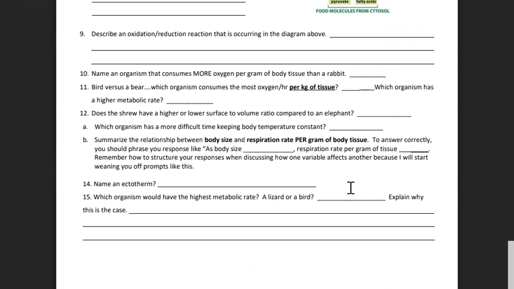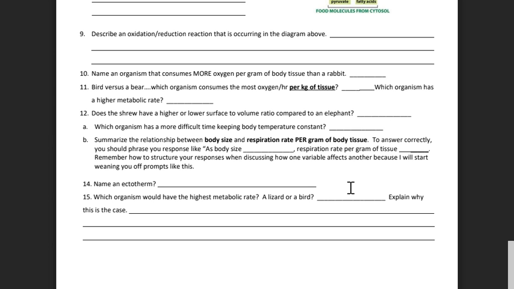So expect questions like this, and it seems a little counterintuitive. If I asked you which organism, the shrew or the elephant, needs more oxygen, well, you've got to read the question carefully because it says more oxygen per gram of body tissue. A lot of people are like, oh, the elephant's big, it's going to need more stuff. Well, not per gram of tissue. The shrew, the smaller organism, needs to consume more oxygen.